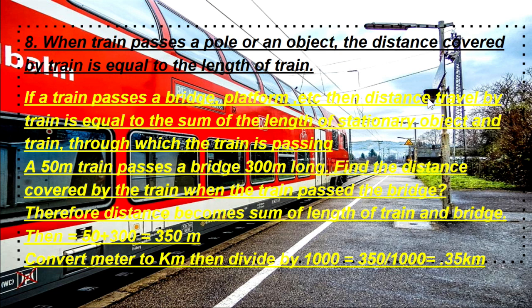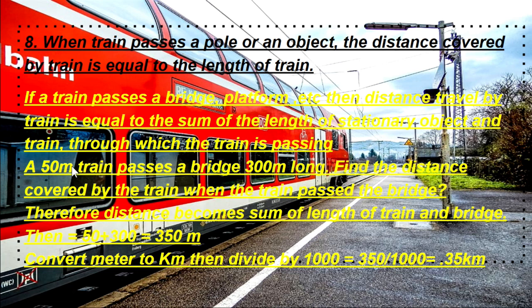Okay, so we are going to discuss the 8th point. When a train passes a pole or an object, the distance covered by the train is equal to the length of the train. When a train passes through a pole or an object, the distance the train covers is equal to the length of the train. It's absolutely clear. We can understand very easily.